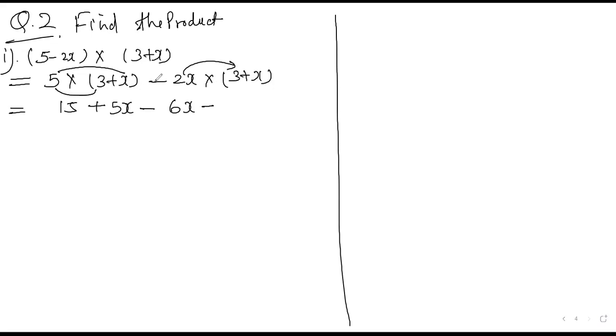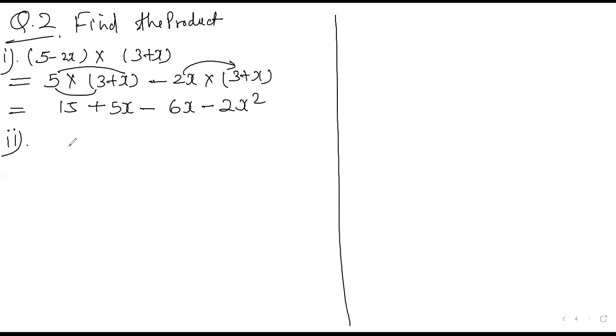And because of this minus and this plus, it gives you a minus sign. And before the 3 there is a plus sign. If there is no sign, we will consider it as a plus sign, right? Minus 2x into x will give you minus 2x square. This is the answer of the first part.